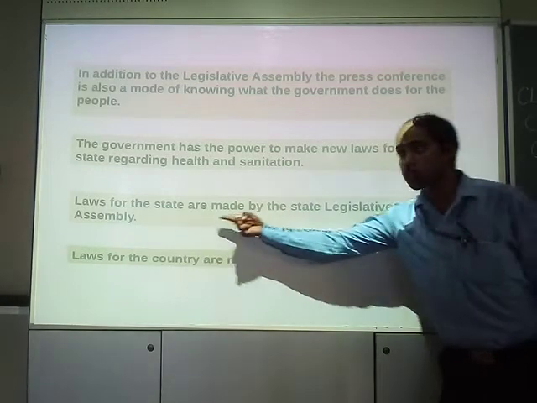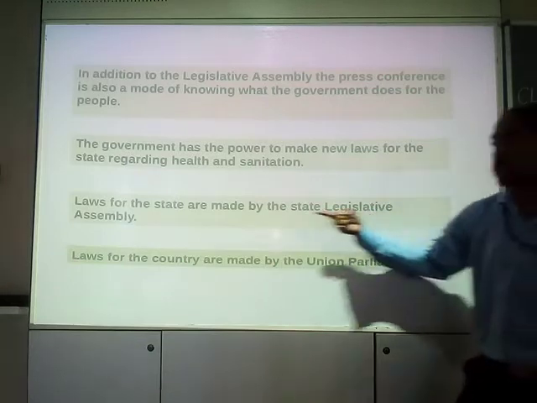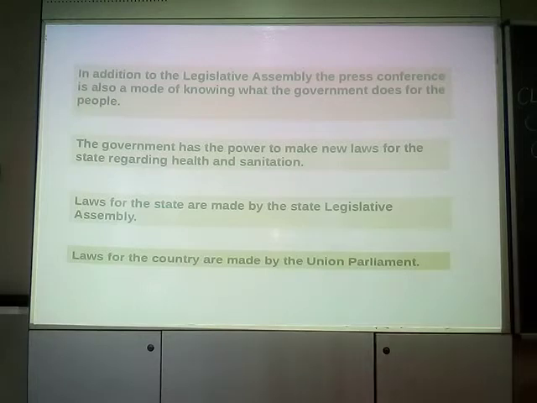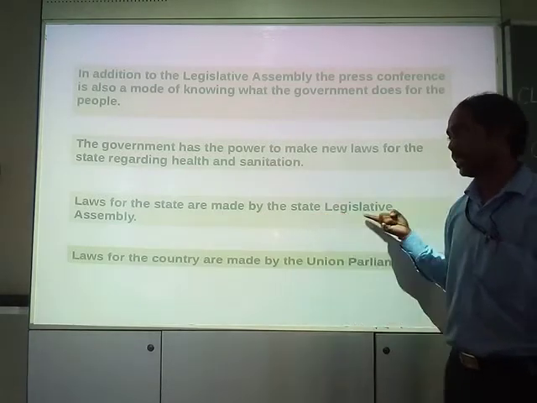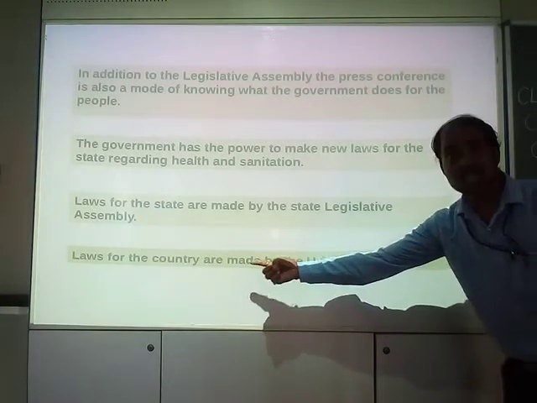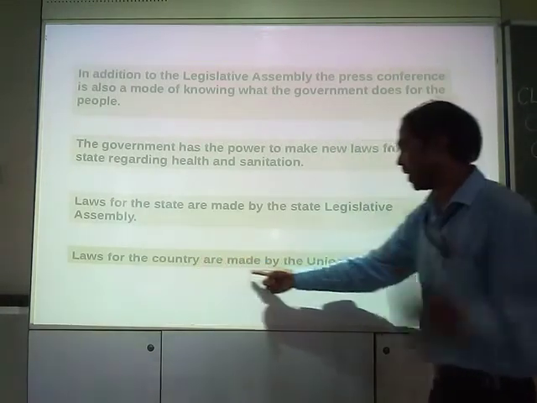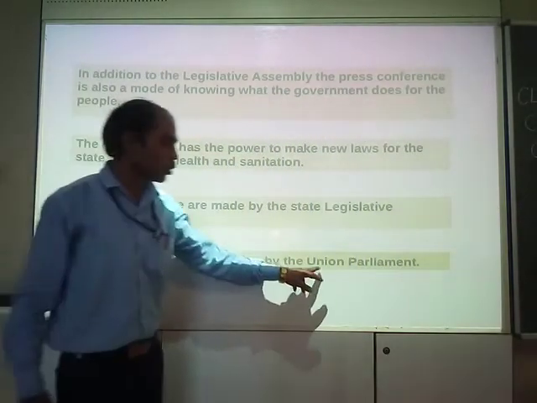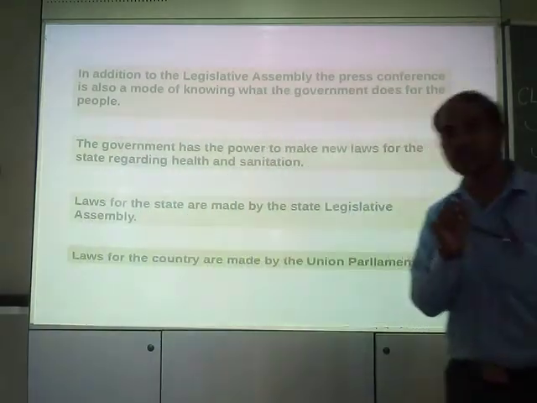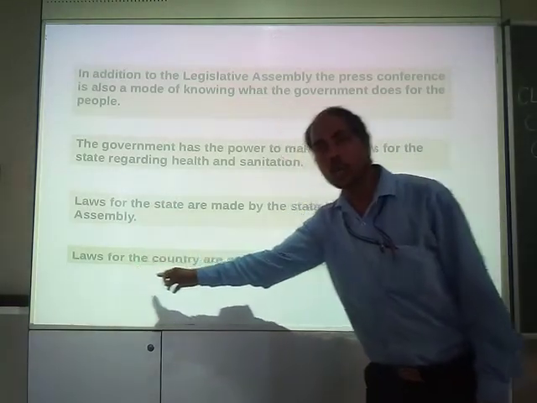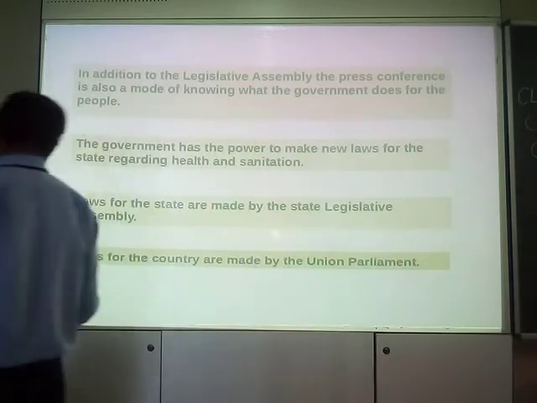Now laws for the state are made by the state legislative assembly. Mind you, I have already told you that the laws for the state are made by what body? The legislative assembly. Always remember. Moreover, laws for the country, if I am going to talk about the whole country, are made by the parliament, the union parliament. I have added "union" to show solidarity or unity. So it is the parliament that makes the laws for the country.